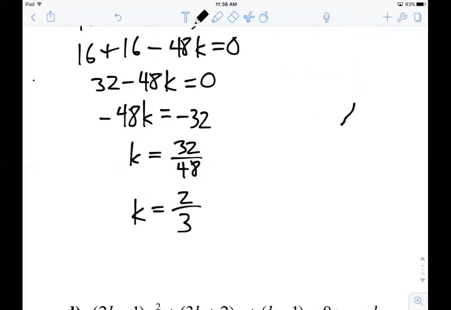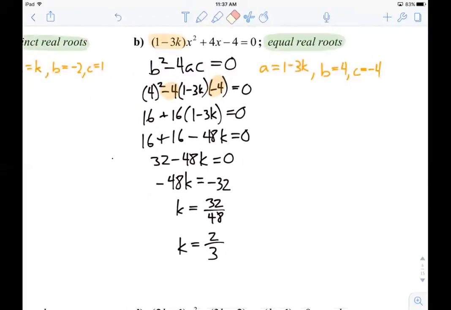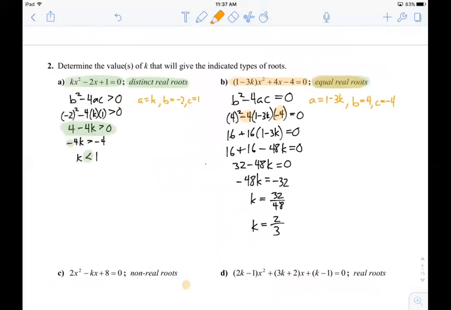So again, going back to our original situation here, what that means is that in this overall equation that we started with, if you sub in a k value of exactly 2/3, you will produce a situation that produces equal real roots. Or if we want to think of it on a graphed relation, it would produce a single x-intercept at its vertex point. But again, it only works for that one specific value of k, and that's true when we're looking for equal real roots. Let's try some others that might involve inequalities again, though.